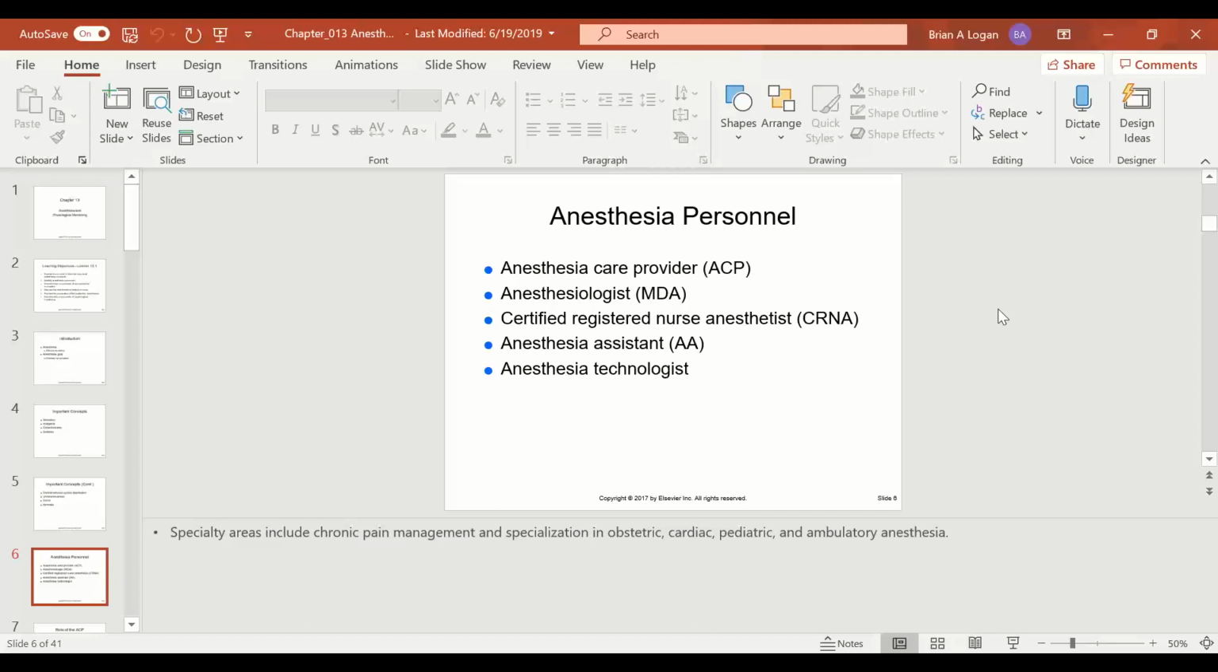And the difference between an anesthesia care provider and an anesthesiologist is that you can have a CRNA, which is a certified registered nurse anesthetist. Now, you have to go to school to become an RN, right? And you have to get your bachelor's degree. And then you go to a program and learn and become a CRNA. But you're still considered a registered nurse.